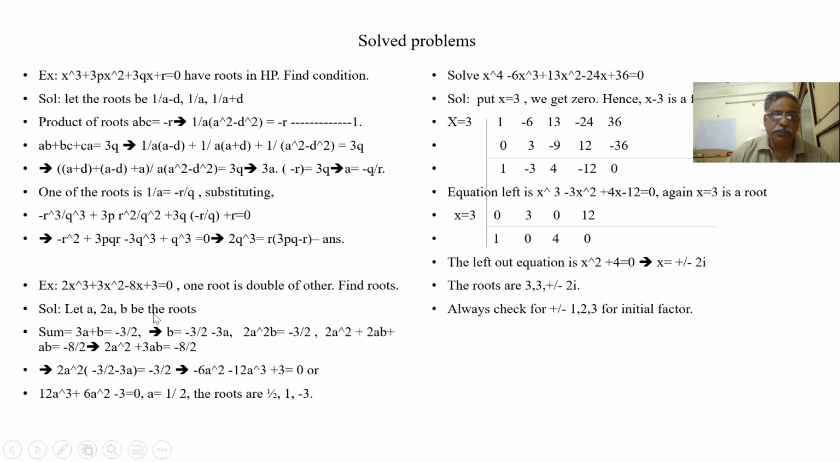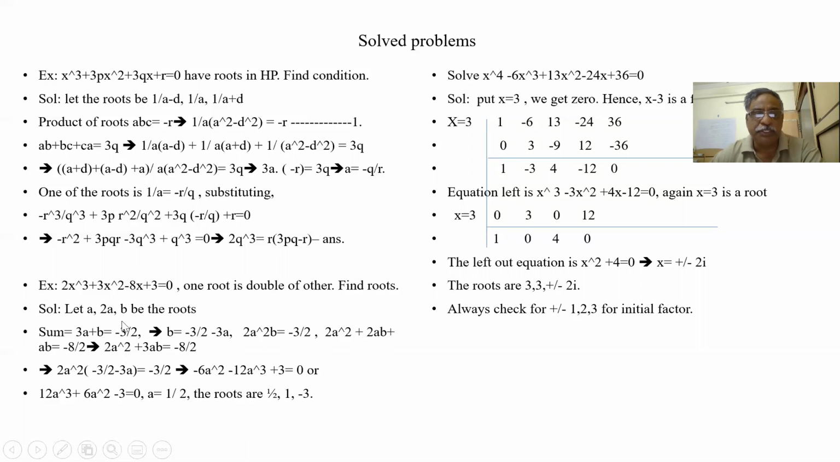Now, what is the product of the roots? 2a square b is minus 3 by 2. Then the product of two together: 2a square plus 2ab plus ab is equal to minus 8 by 2. So 2a square plus 3ab is minus 8 by 2. When I solve these two, I get half, 1 and minus 3. These are the roots. This root is double this one. So these are the equations.